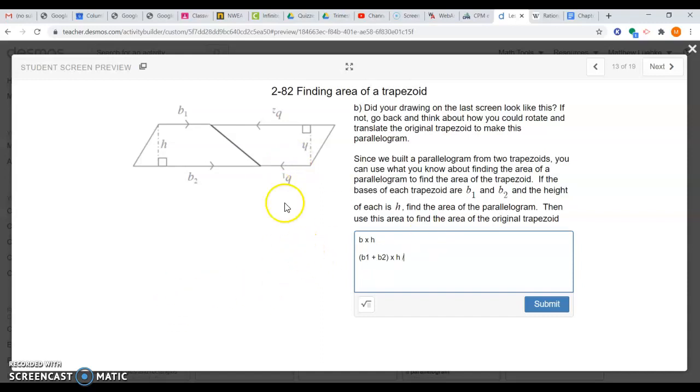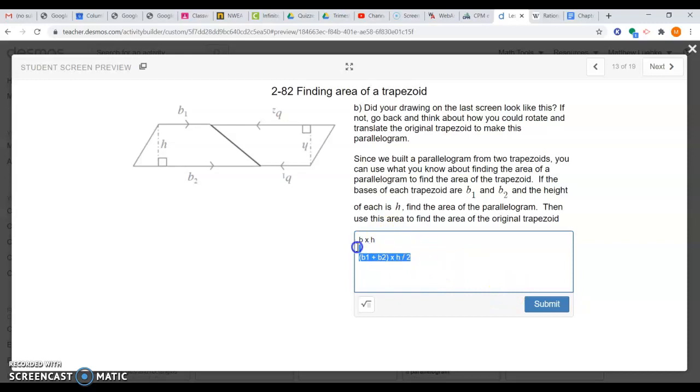And then at the very end here, we use this long base and this height. We find the area of this entire parallelogram. And then we don't want the entire parallelogram, we just want half of it. We want the real thing, not this imaginary added on part that we created. And so to get half of it, we do B1 plus B2 times the height, get the whole thing, and we divide it by 2 to cut it in half.